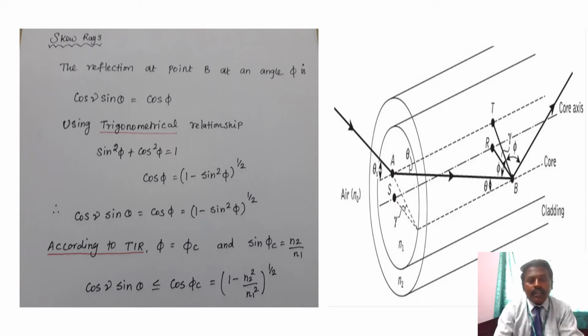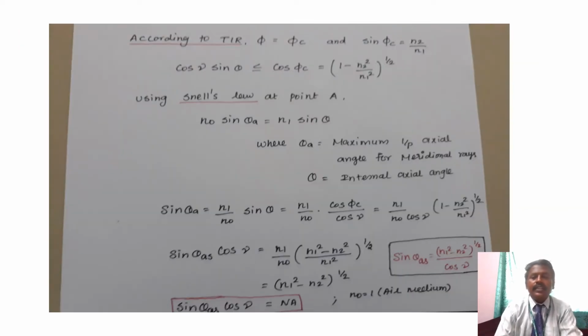Okay, so the skew ray representation: cos gamma into sin theta equals cos theta, by using the trigonometric relationship. We know that sin squared phi plus cos squared phi is equal to 1. Then we take cos phi. Then we can substitute this value according to total reflection, phi equals phi c, that is the critical angle. So we can substitute that value, and then we reach the value of sin theta as the square root of n1 square minus n2 square, divided by cos gamma. The main difference between the acceptance angle of the meridional ray and the skew ray is that we have cos gamma in the denominator. The gamma represents the reflection.